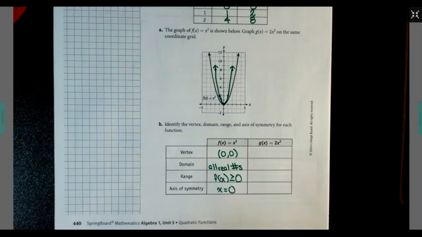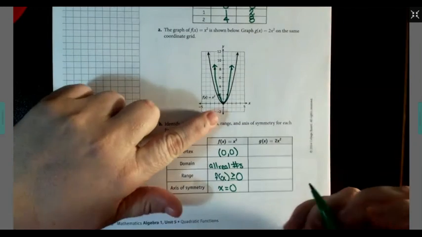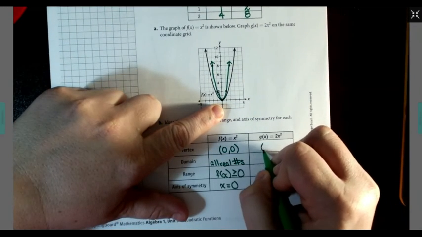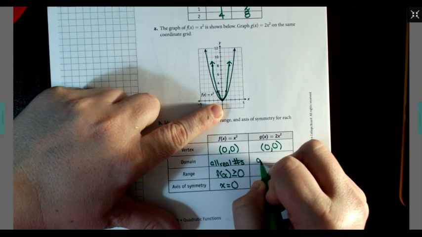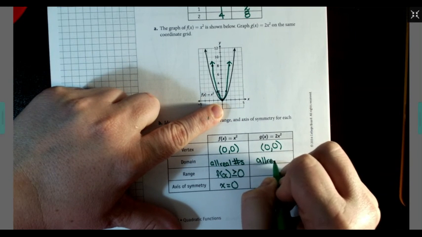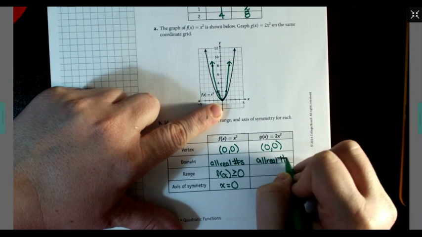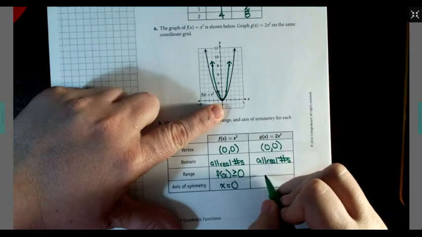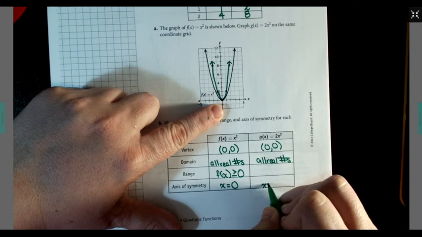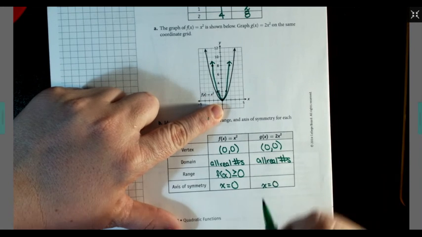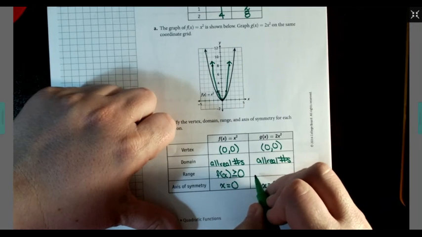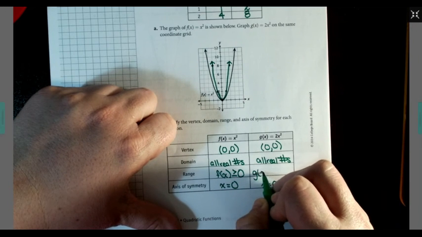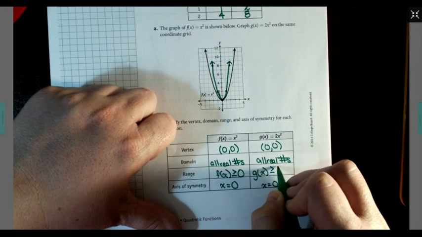Let's talk about g of x. My vertex is the origin, 0, 0. My domain, I can plug in any number I want into that problem, so that's going to be all real numbers. My axis of symmetry is still on that y-axis. Oops, sorry, so that's x equals 0. I went ahead of myself. My range still has to be any number bigger than 0 because we're talking about our y values. So g of x is greater than or equal to 0.